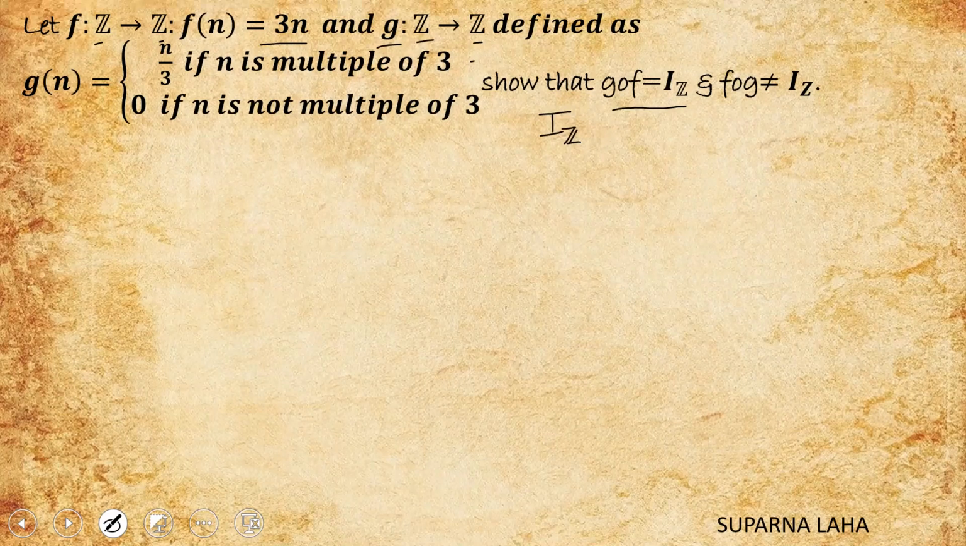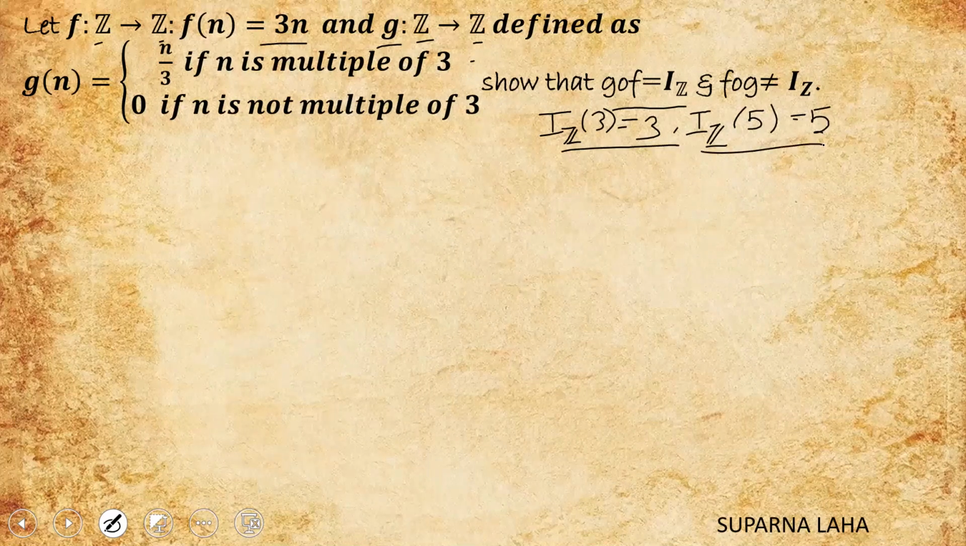I means the identity function, and this Z means the set where the function is defined. If I take any integer value, let's take 3, then the identity function of 3 is always 3. Let's take another integer value, say 5, so that will give you 5. So this is the identity function. Now you need to check that gof is identity, but fog is not an identity function on Z.